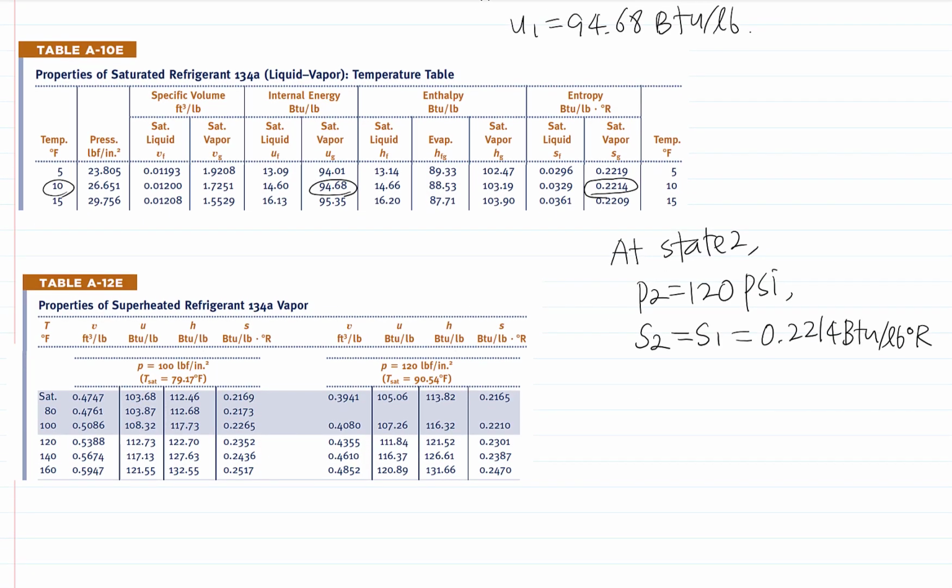So see table A-12E. At 120 psi, we know the entropy at state 2, 0.2214, which is between these two numbers. So we need to determine the internal energy that corresponds to the entropy at state 2. So we do the interpolation between the two numbers. Internal energy at state 2 is determined to be 107.46.